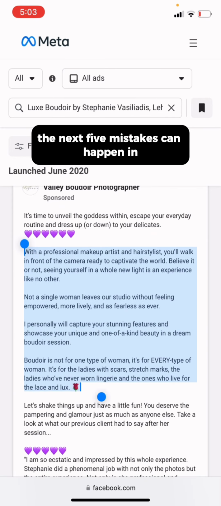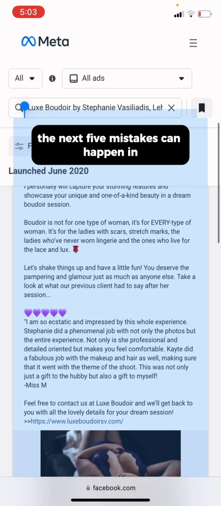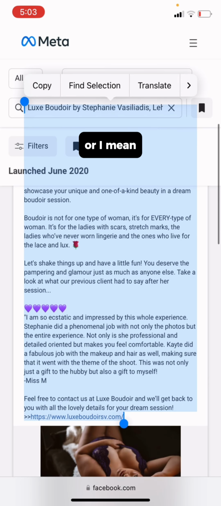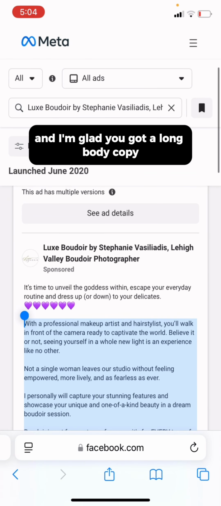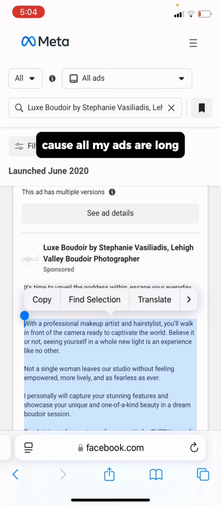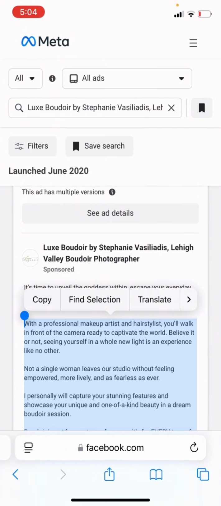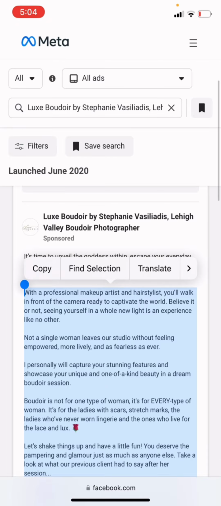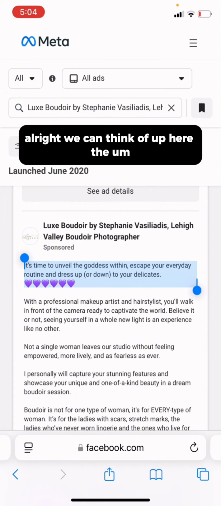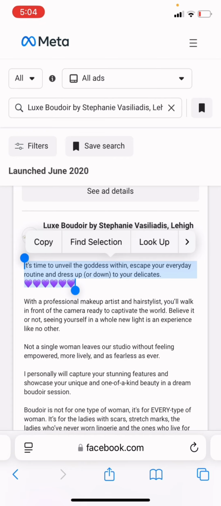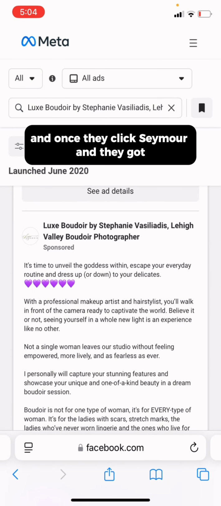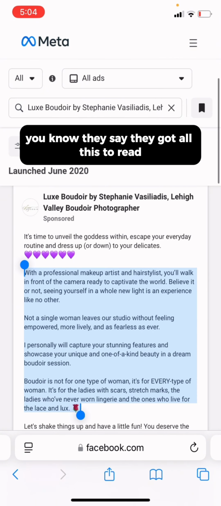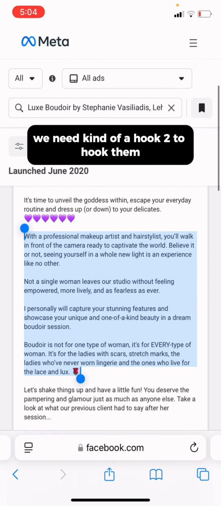The next 3 mistakes can happen in the body copy, and I'm glad you got a long body copy, because all my ads are long form Boudoir Facebook ad copy. So, all right, we can think of up here the Seymour headline as kind of our hook one, and once they click see more and they say they got all this to read, we need kind of a hook to hook them.